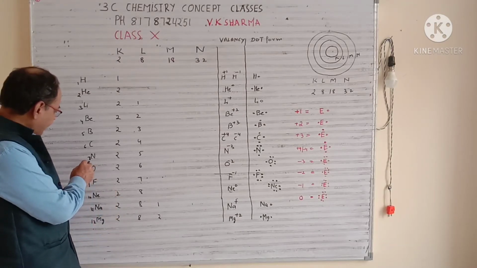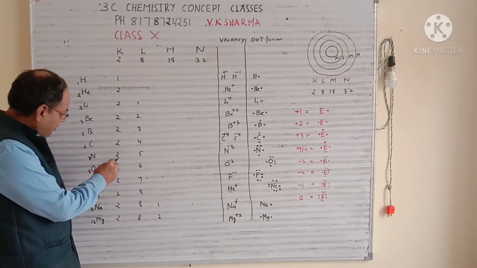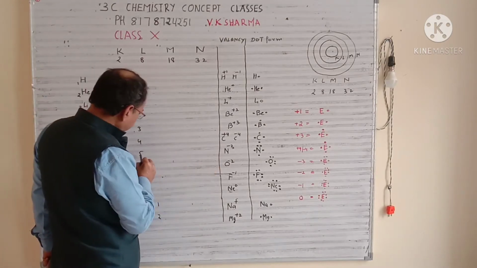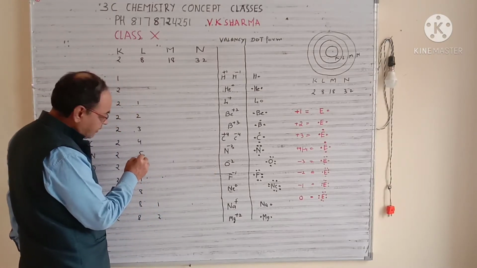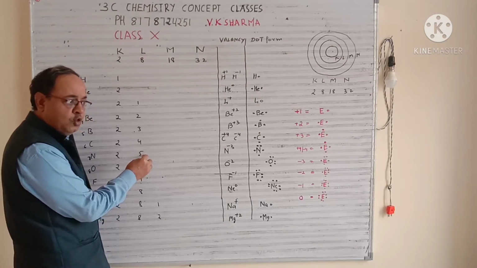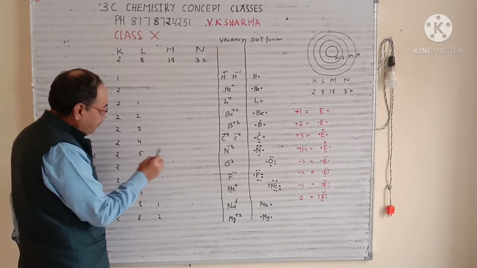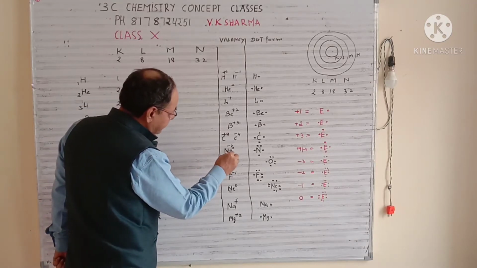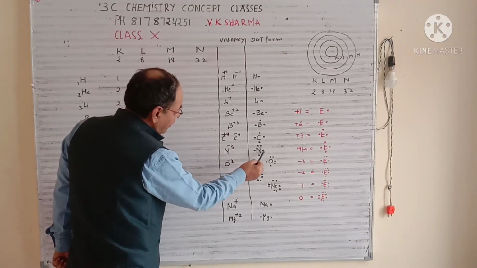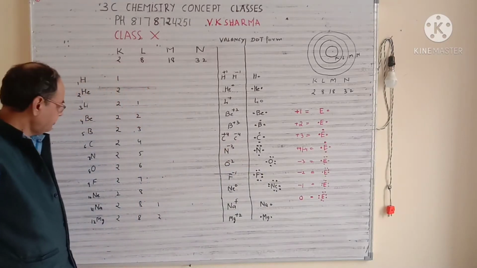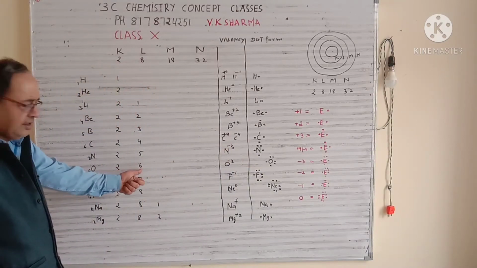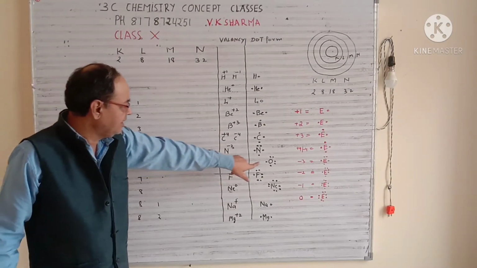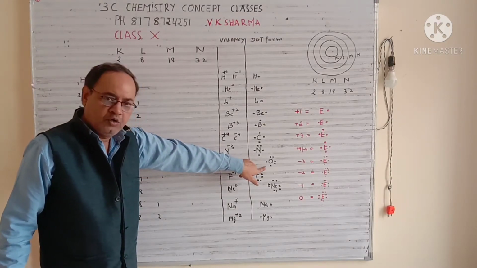So nitrogen is 7, so it has 7 electrons, 2 in the first shell, 5 in the second shell. It can give these 5, or it can take; it will try to take 3 electrons to make the octet complete. So 5 plus 3 becomes 8, so a minus 3 charge is there, and this is your nitrogen simple structure. Now oxygen has 2, 6, so it will try to take 2. So this is minus 2, and this is your 6 electrons of the oxygen.